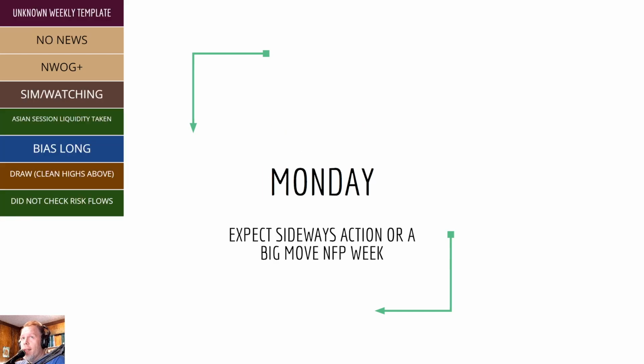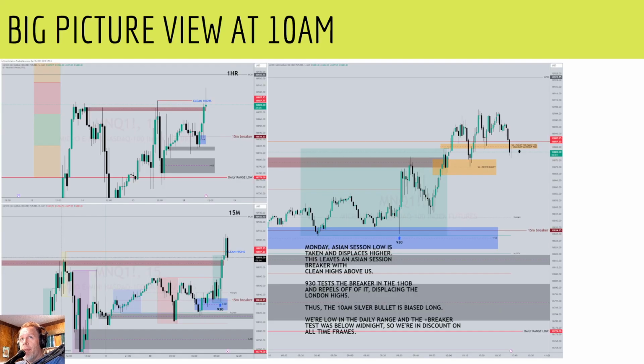Unknown weekly template because it's Monday. There's no news today. We're above the new week opening gap. I'm just simming. I'm watching. The Asian session liquidity had been taken sell side, and then we displaced higher. So that opens me up to looking for breakers in high time frame PD arrays in discount in that area. And so that makes my bias early long. There's a clean draw above us, and it did not check risk flows.